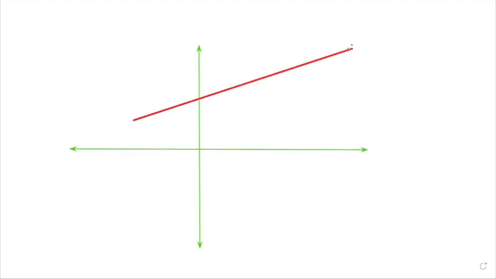So, equation for a line, just a quick explanation. You have a coordinate plane, let's say like this, and we draw some line on that, right? Some random line on that. Let's just say it's this.